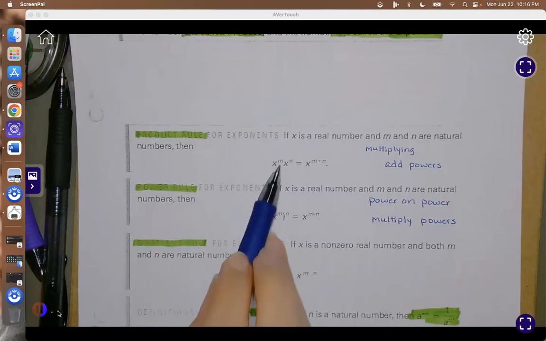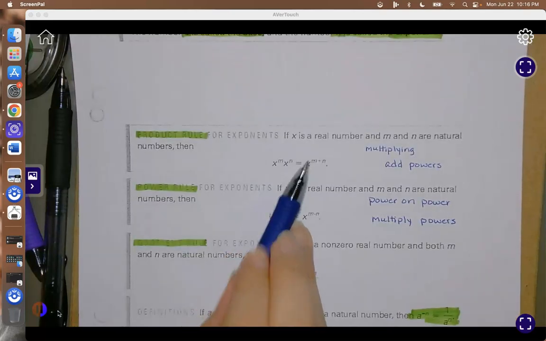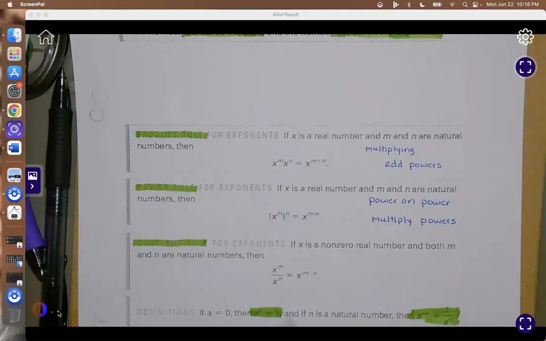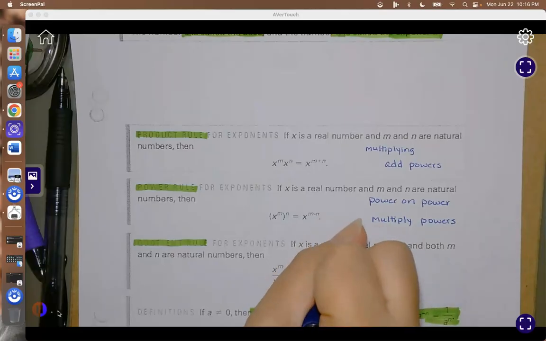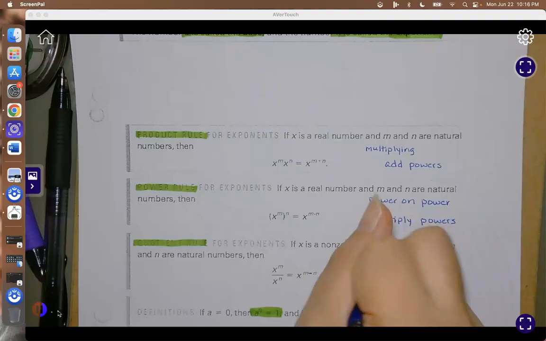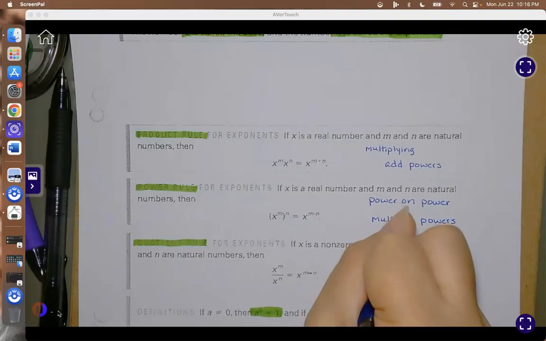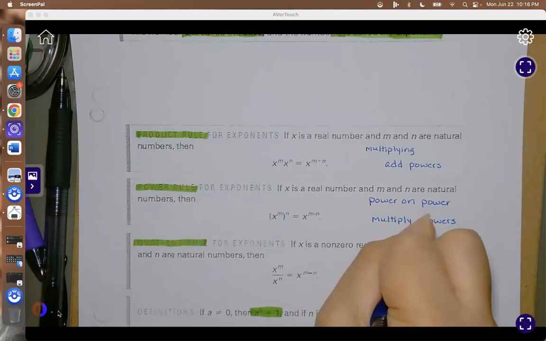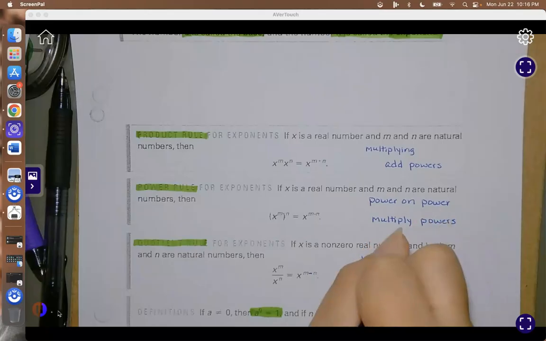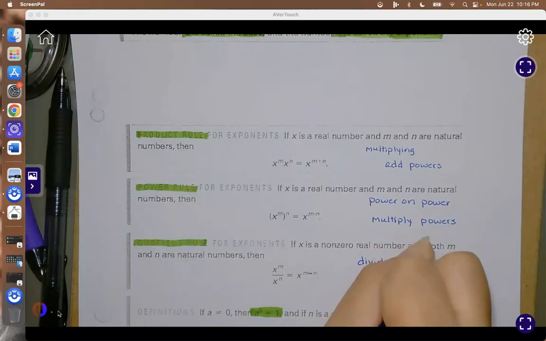Okay, so if you're multiplying, you add the exponent. So what do you think you do when you divide? You subtract the exponents. Good. So dividing, you subtract powers.